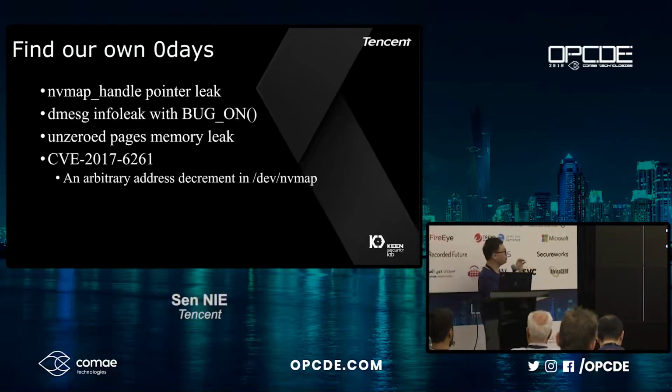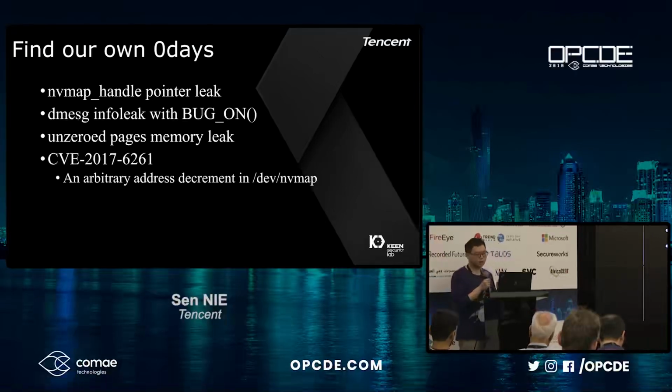Here I will introduce some info-leak bugs of different types, like the first three bugs. Then in the end, I will talk about a bug, CVE-2017-6261. This bug is very good. We used it to root the Tesla infotainment system. Actually, it's more than enough. It's perfect for our Tesla hacking research.